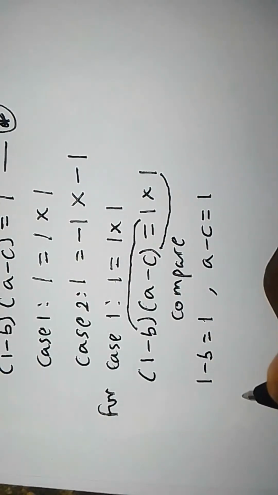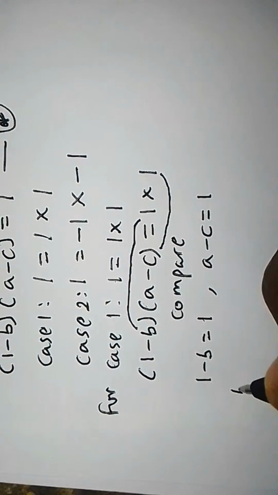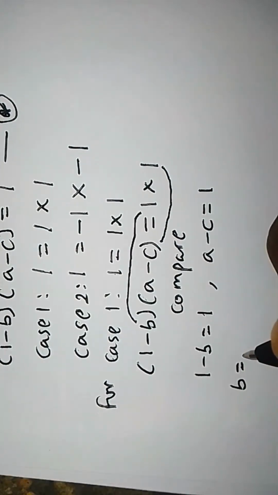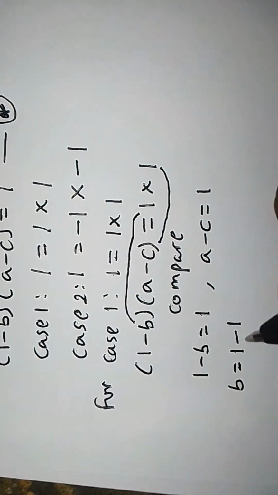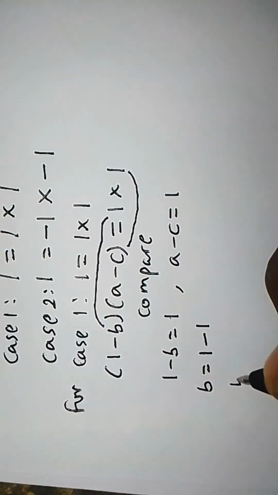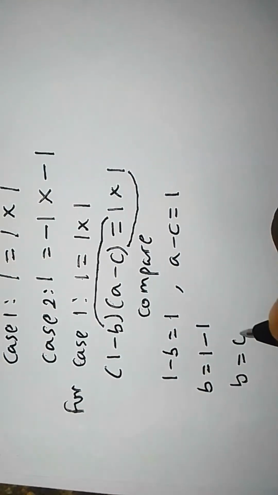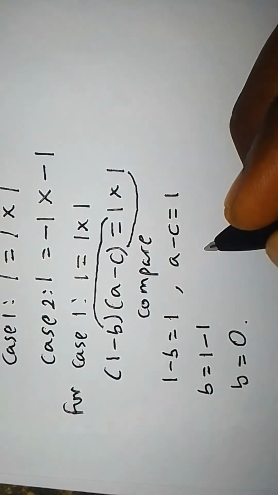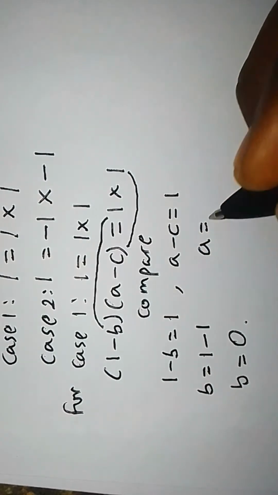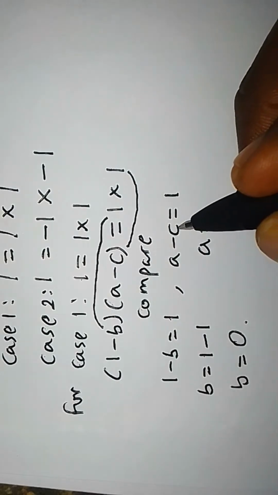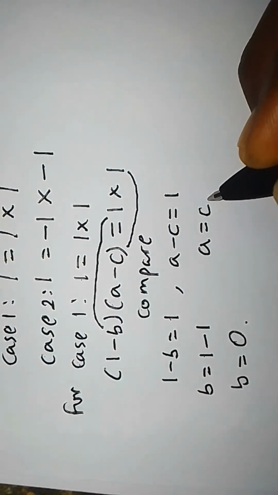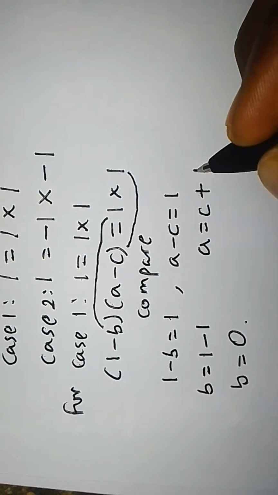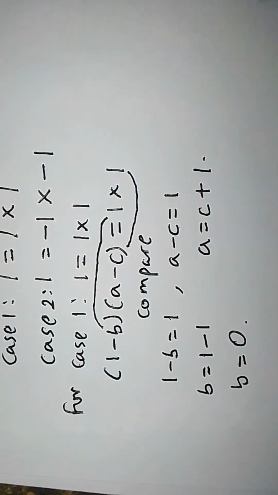From this line, it is obvious B equals 1 minus 1. B is equal to 0. Take note of this value of B. From this line, A equals, when we move minus C to the right hand side, C plus 1. Take note of this also.